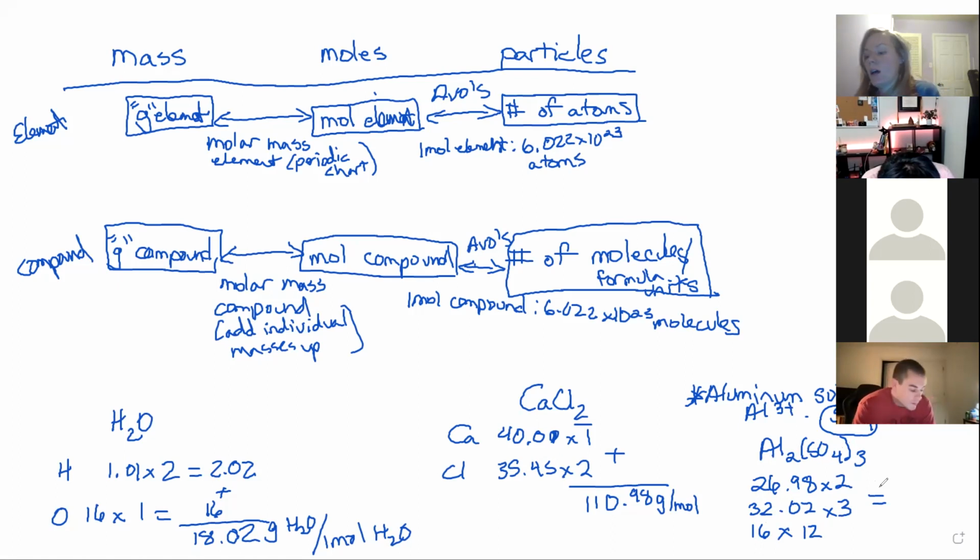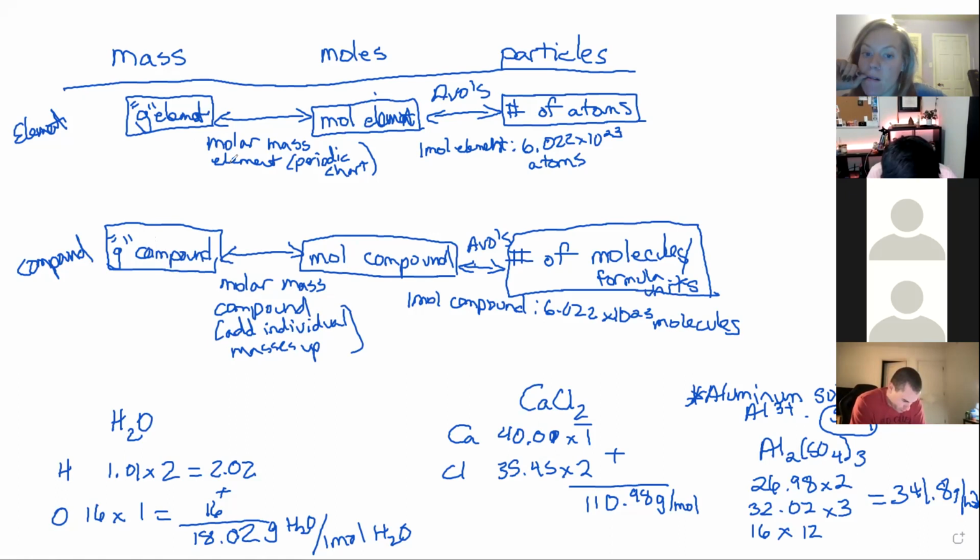When we solve for all those, you should get something like 341.8, something like that, grams per mole. So that makes it just a little bit more work here. If you happen to be converting between a compound mass and compound moles or vice versa, you've got to actually calculate the molar mass. When you're doing it between an element, you just look it up on the periodic chart.